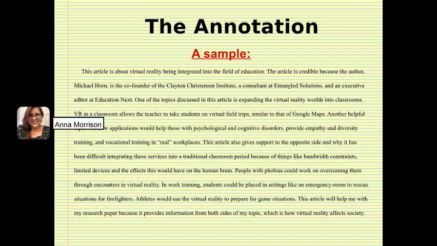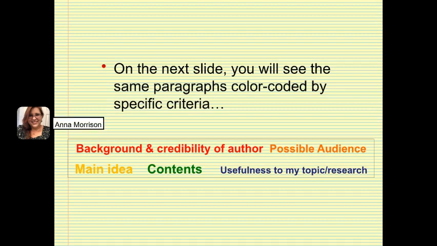Here is an example of an annotation. We're going to look at it more closely in the following slides. On the next slide, you'll see the same annotation color-coded by specific criteria: background and credibility of the author, possible audience, main idea, contents, and usefulness to the topic.